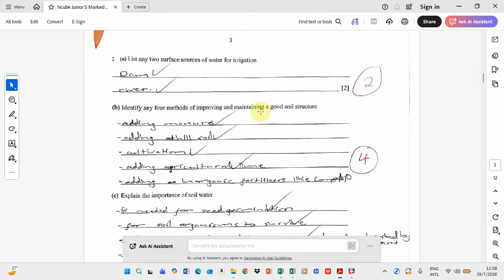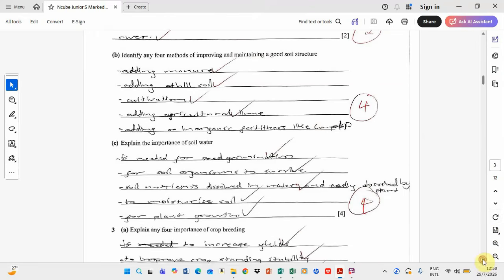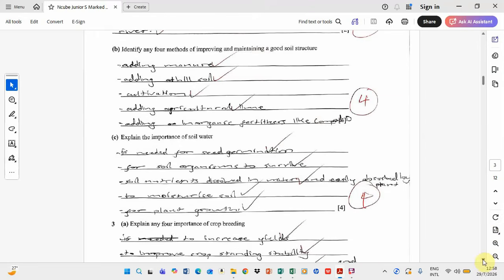Right. When you talk of sources of water for irrigation, there are many sources. We have boreholes, wells, dams, lakes, rivers, and so forth. But this question was specific surface sources. Surface sources. So the surface sources, we have dam and a river. Someone can add a lake. Those are the surface sources, right? And then identify any 4 methods of improving and maintaining a good soil structure.